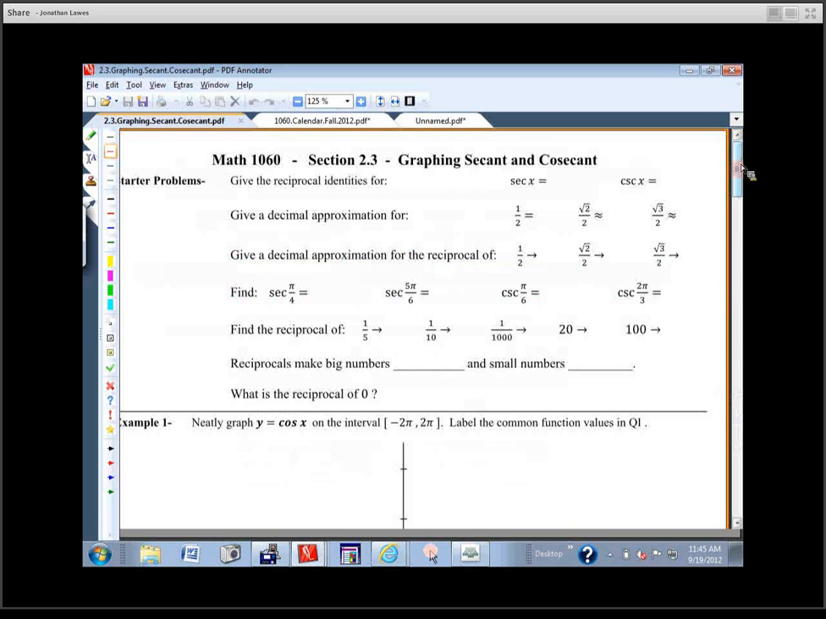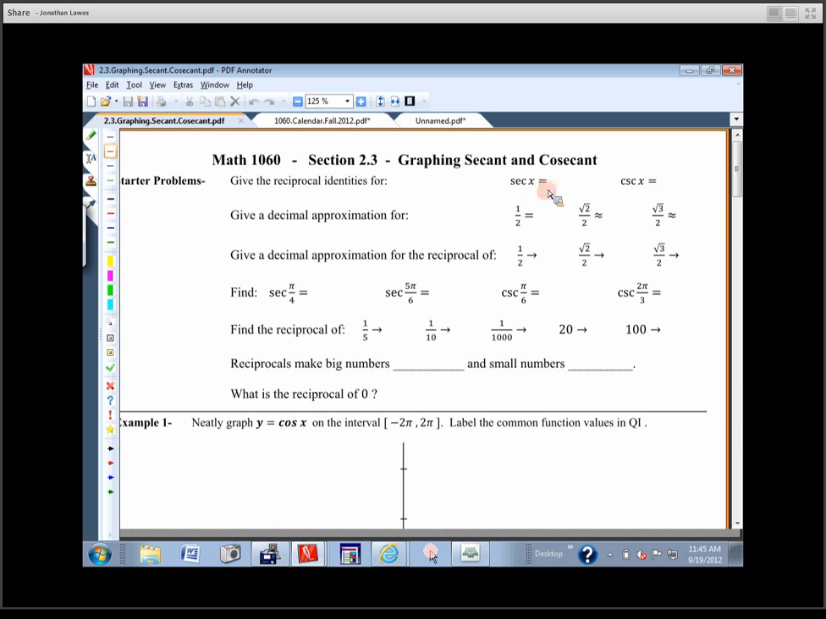side, all right? So this section is on graphing secant and cosecant, but I want to kind of explore where these come from so you know why they make the shapes they do, because the shapes are pretty funky, all right? So the reciprocal identities for secant and cosecant.